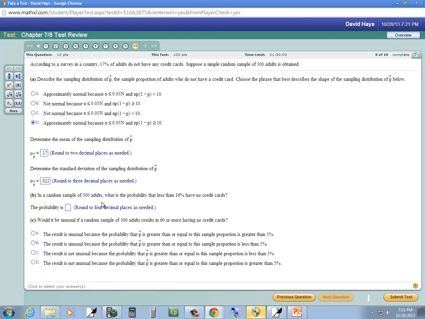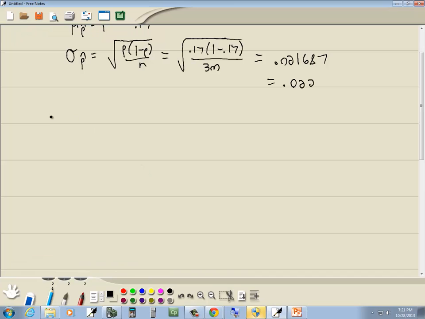It says in a random sample of 300 adults, what is the probability that less than 16% have no credit cards? So less than 16%. So they're giving us p hat. They're giving us p hat is equal to 0.16, and less than would be shaded this way. This is going to negative E99.